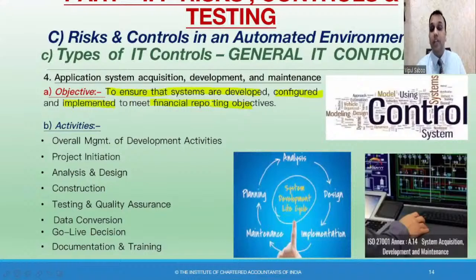So first they are developed, then configured, and then implemented in the organization to meet the financial reporting objectives. So what would be the activities covered under them? It is related to the acquisition. You are purchasing it from somewhere else, from an outside vendor, or developing it on your own. Overall management of development activities: how do you initiate the project of acquiring it from a vendor or getting it built in-house?